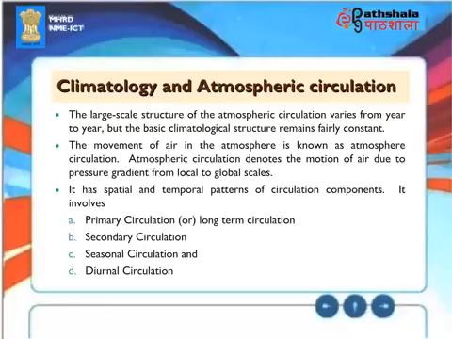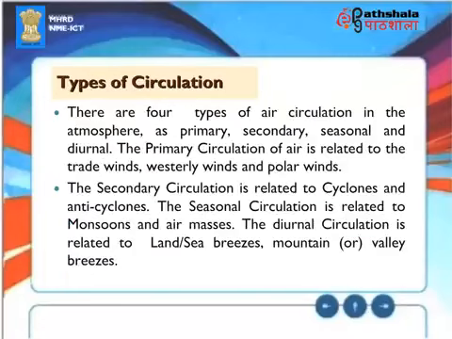It involves primary circulation or long-term circulation, secondary circulation, seasonal circulation, and diurnal circulation. Types of circulation. There are 4 types of air circulation in the atmosphere as primary, secondary, seasonal, and diurnal. The primary circulation of air is related to the trade winds, westerly winds, and polar winds. The secondary circulation is related to cyclones and anticyclones.